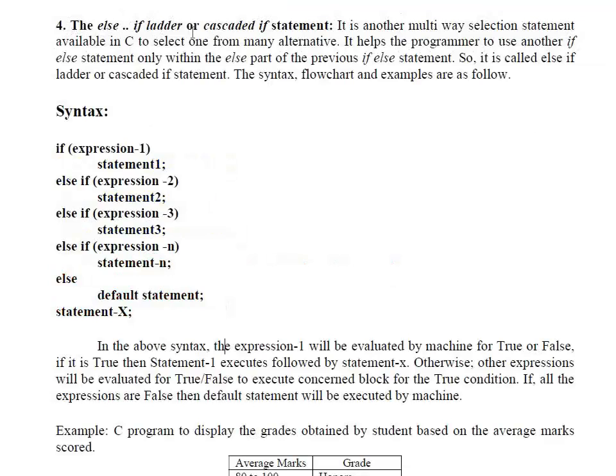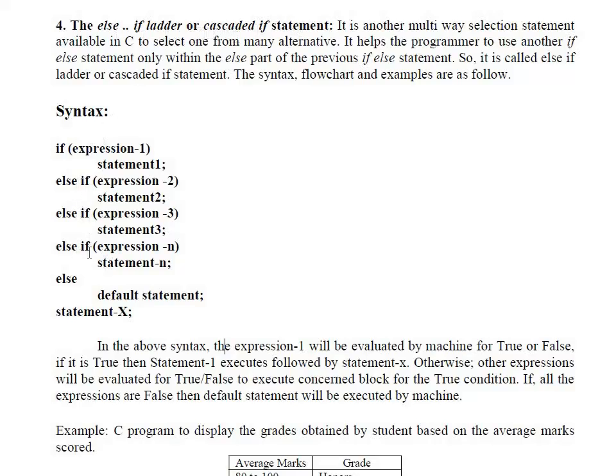The else if ladder statement is also called the cascaded if statement. How to explain it in the examination? It is another multi-way selection statement, decision making statement, or branching statement available in C language to select one from many alternatives. Why is it called else if ladder? What is the reason behind that? Why is it called cascaded if? What is the reason behind that? That one I explain. Look at the syntax here.